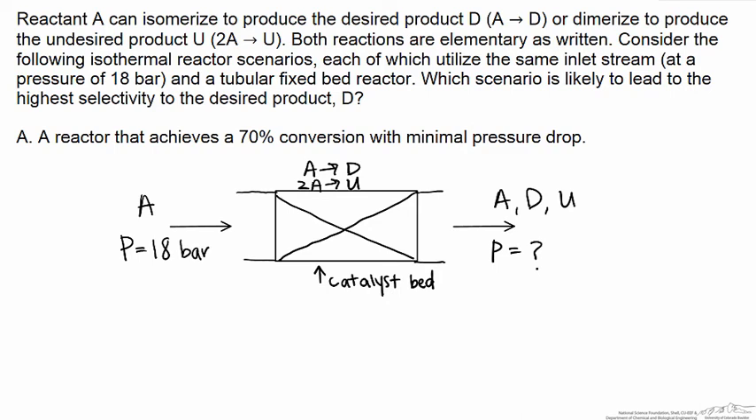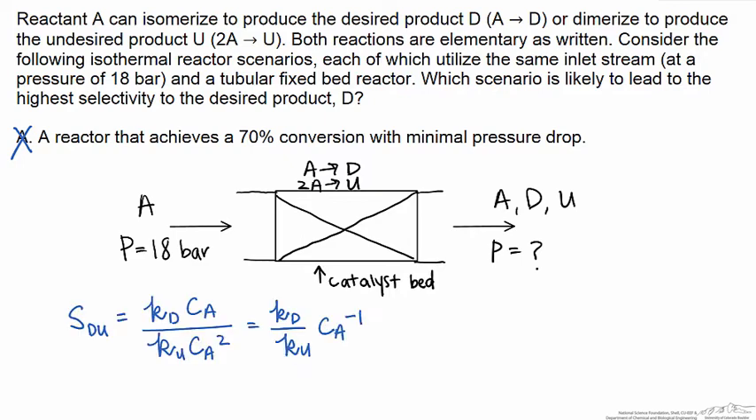And in this problem, you selected answer A, which is not correct. And the reason is that we see there are two factors that are shown here. One is that we achieve a relatively high conversion of 70%. And we also have a minimal pressure drop, so we maintain a high overall pressure in the reactor.